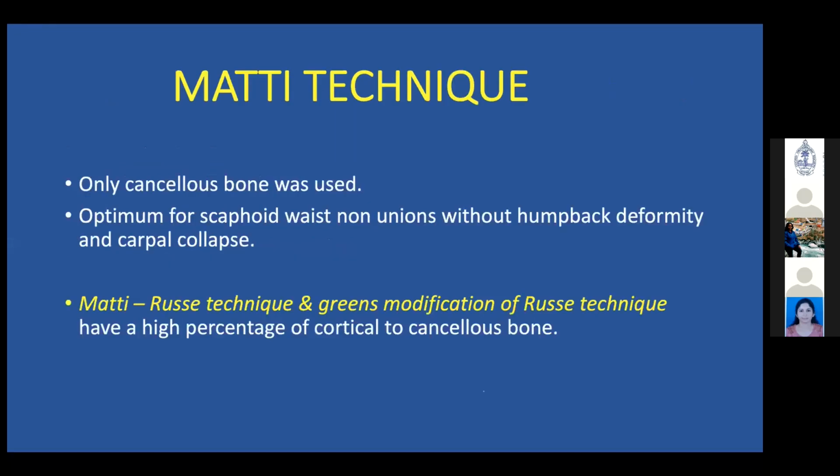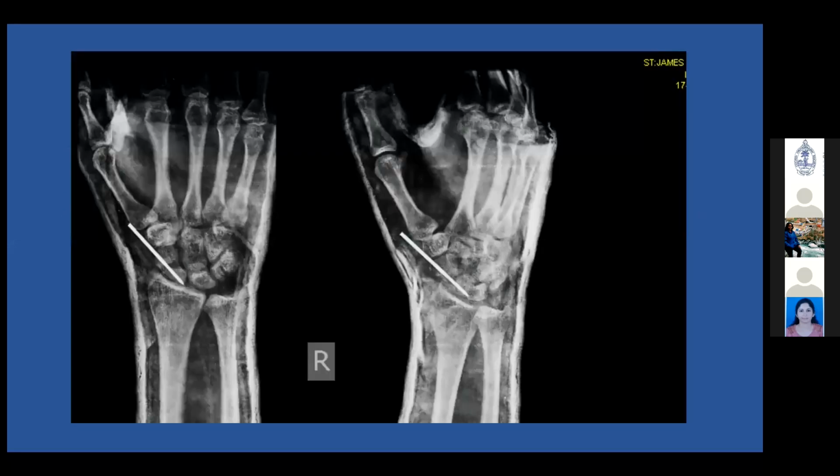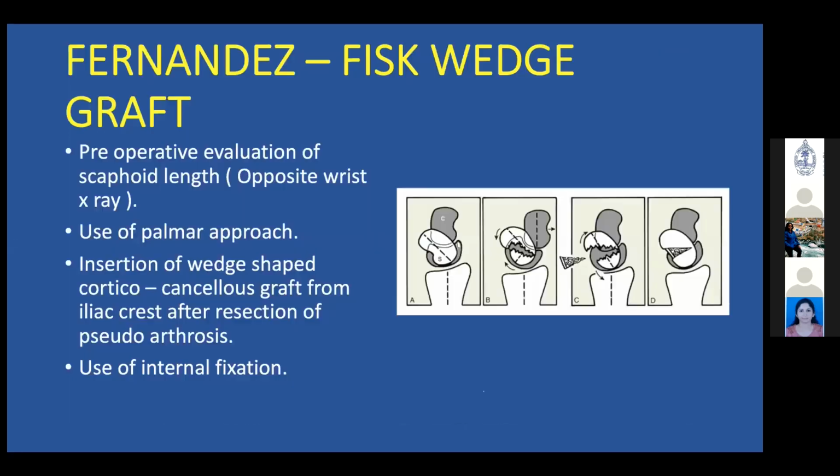In the Matti technique, basically only cancellous bone is used. So that is optimum for scaphoid waist non-unions without a humpback deformity and carpal collapse. Matti-Russe and the Green modification have a higher percentage of cortical to cancellous bone. This is something which we have used: the Matti graft. We just packed it with cancellous bone graft.